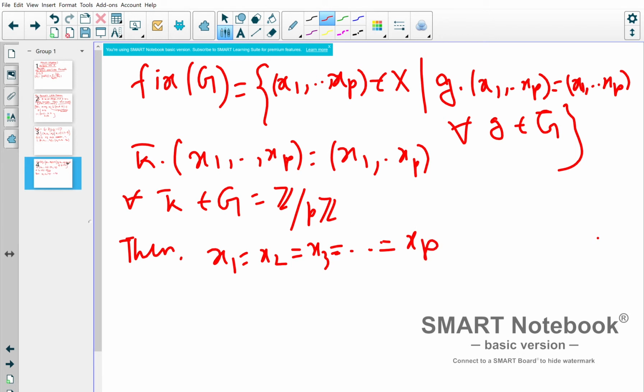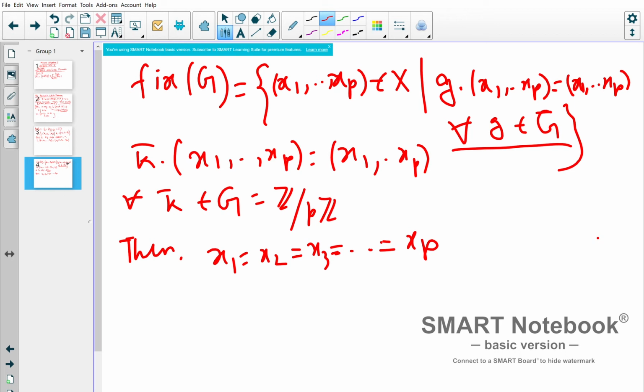If they are the same, then it doesn't matter whether you are shifting by one place or two places or three places or p minus one places, all will be the same, right? And those are actually elements of x which are fixed under every element of G. This is a very important thing. So the question is, how many elements are there in that fixed set of G, the set of fixed points of G under the action?